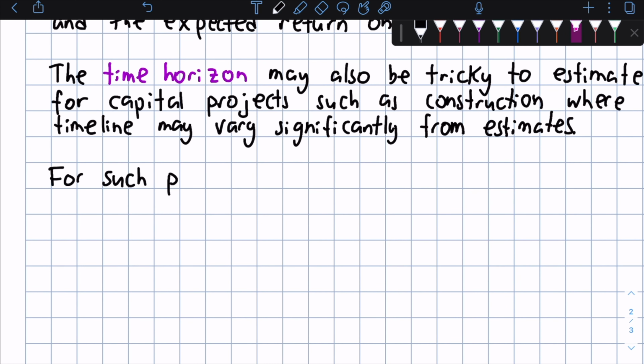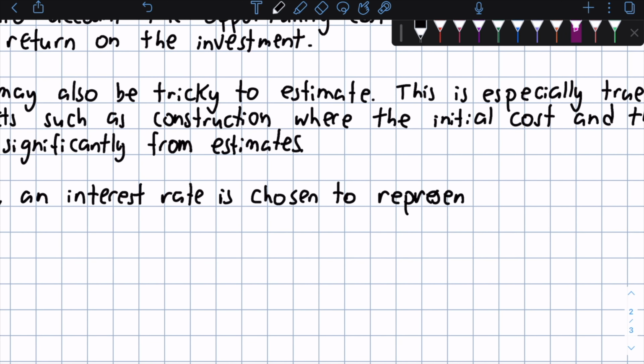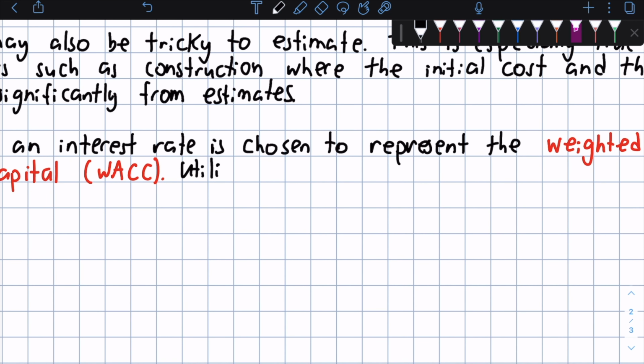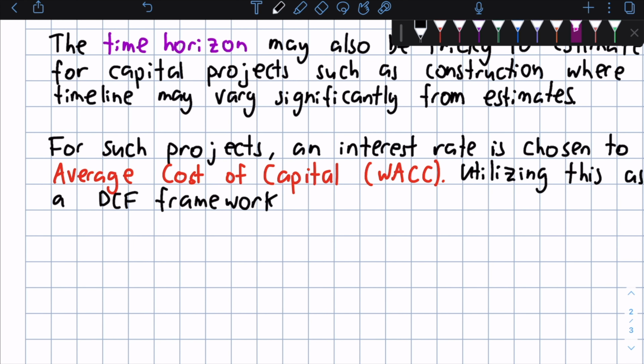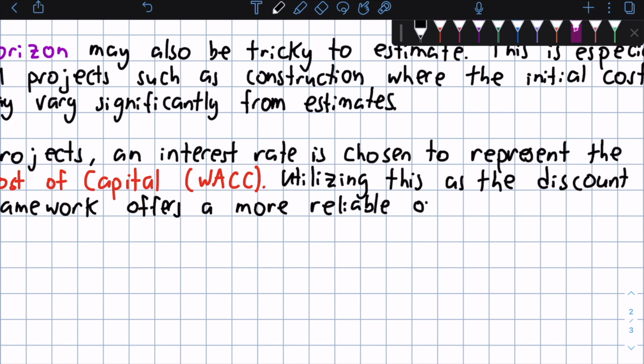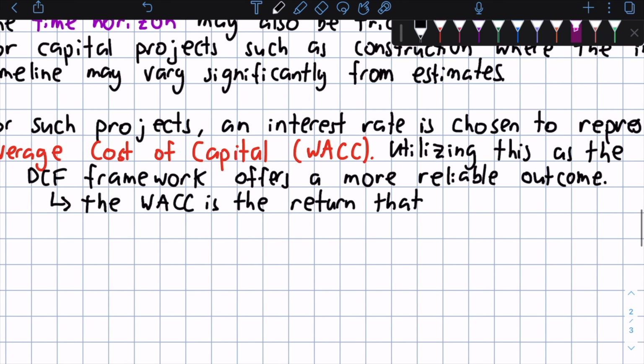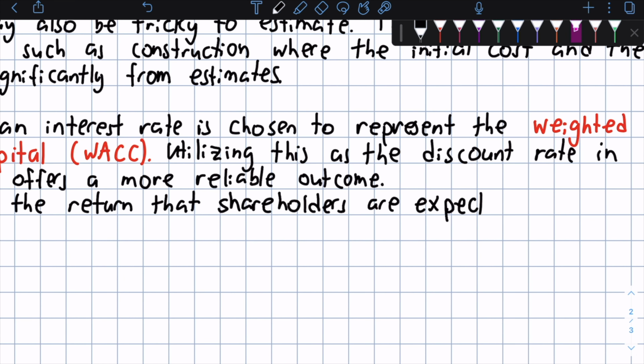For such projects, an interest rate is chosen to represent the weighted average cost of capital, which is a common term in finance known as the WACC. Utilizing this as the discount rate in a DCF framework offers a more reliable outcome. The WACC is also the return that shareholders are expecting in a given year, based on what that project is doing.